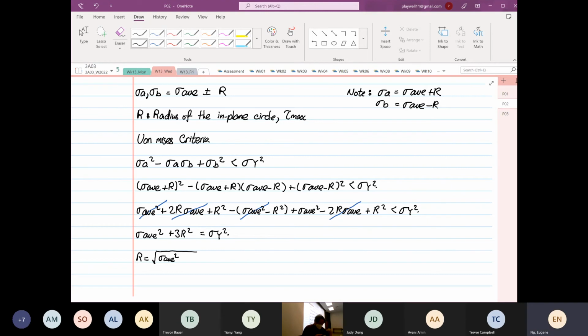Chatting most. Wait, what am I doing? I think I skipped steps. So we're going to find the radius. Pardon me. Okay, I'm sleeping today.